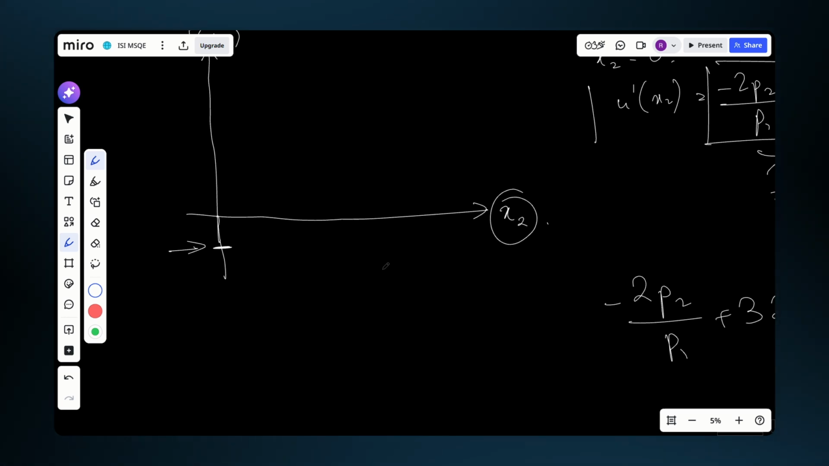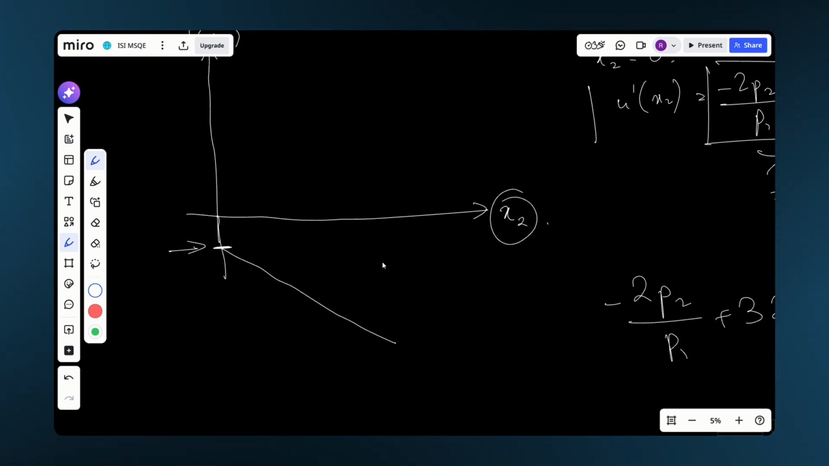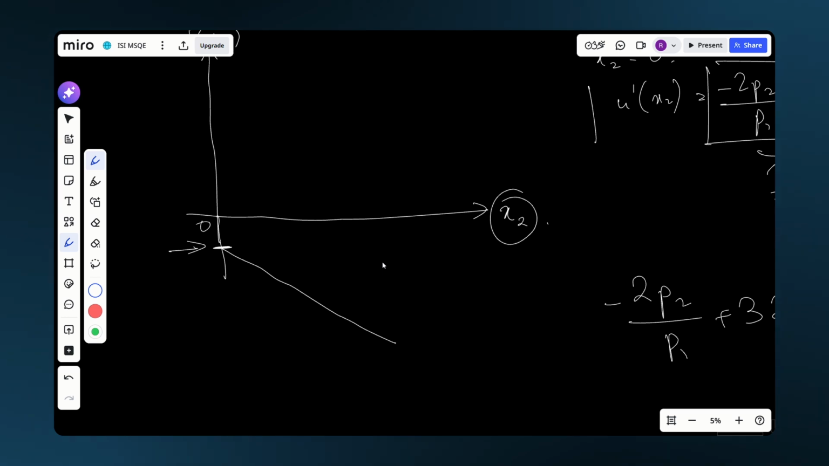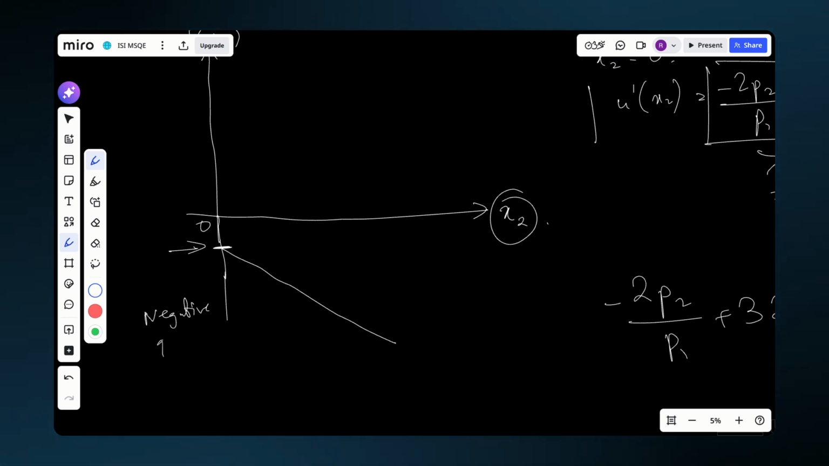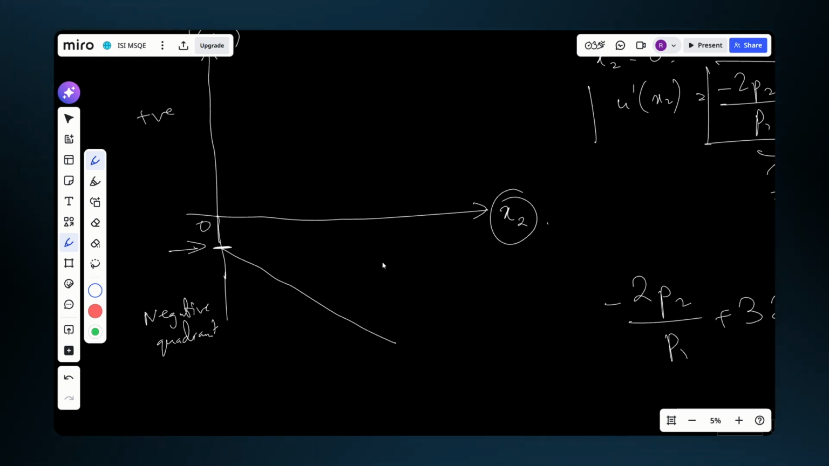If I increase x2, u dash is falling like this. So what will be my optimal x2 bundle? Okay, if I increase x2, u dash is negative. This is the negative space, right? This is the negative quadrant, and this is positive. Okay, so if I am increasing x2, u dash is negative.